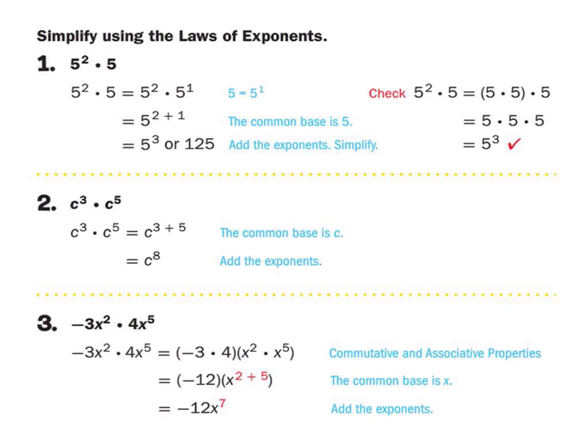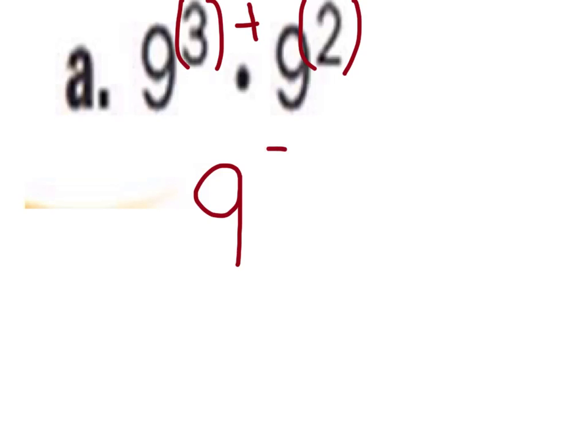We will do A and explain it. So it's 9 because these are both 9. And then add these exponents together, and you get 5. Good job.